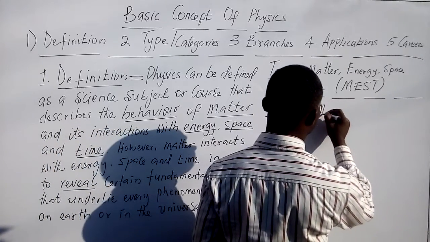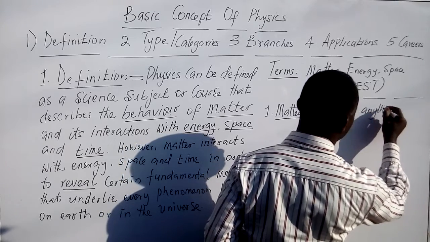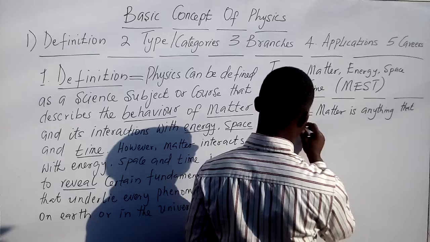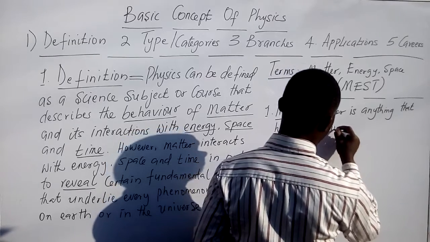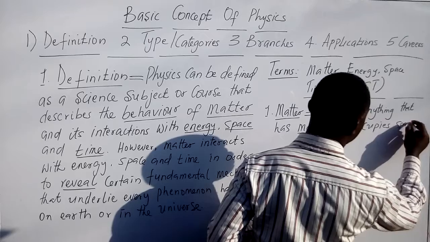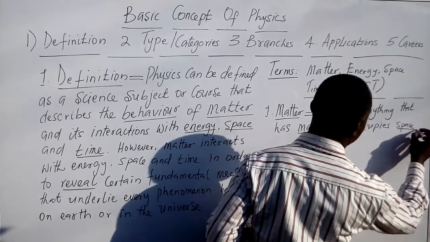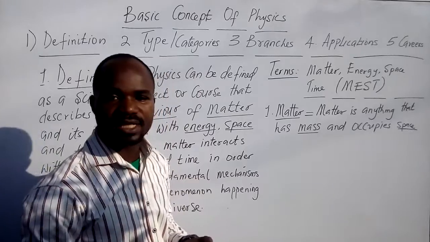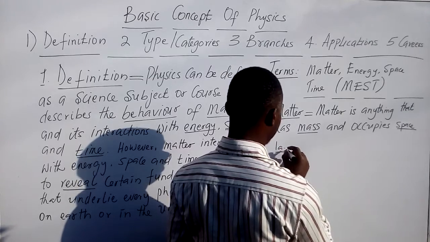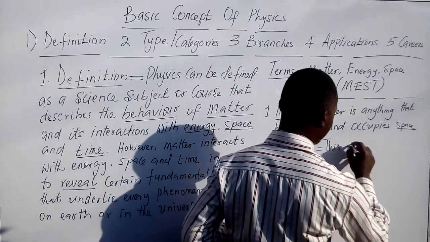So matter is anything that has mass and occupies space. Look at it. Mass and space. Anything that has mass and occupies space. Then this one, mass. What is mass? Mass is the quantity.